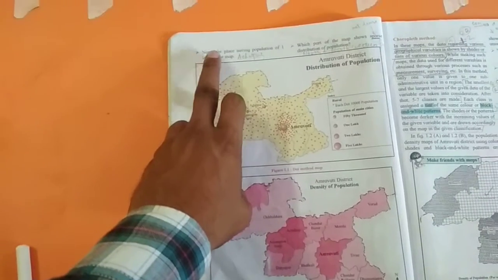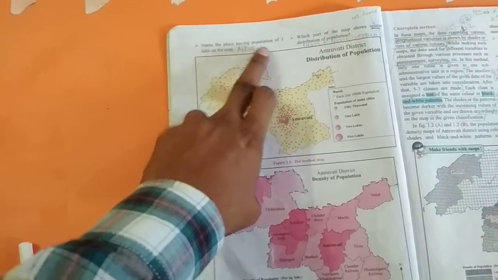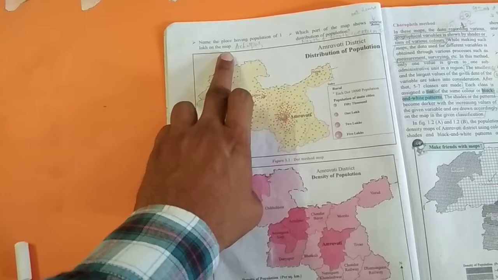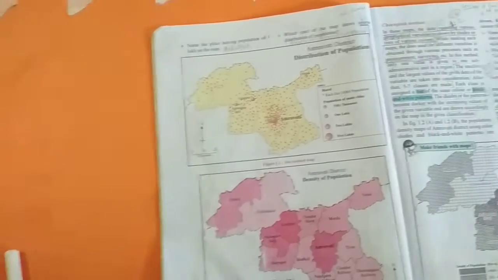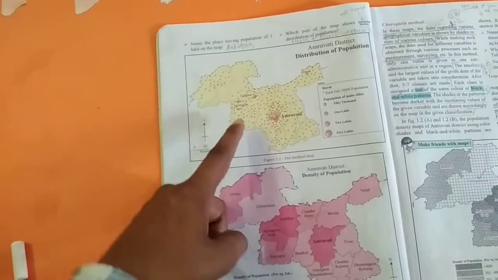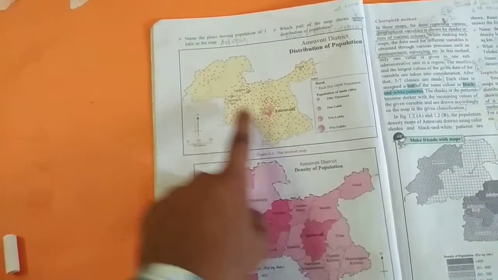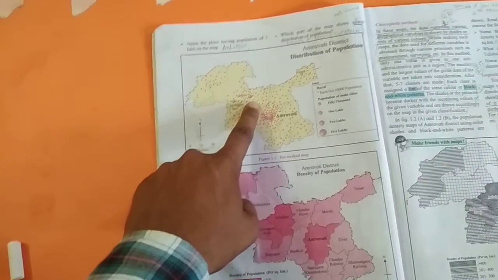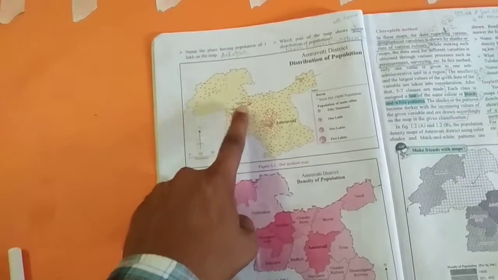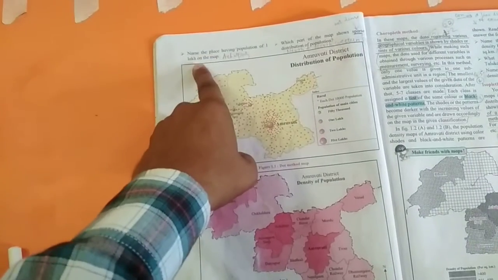Then the second one: name the place having a population of 1 lakh on the map. So which are the places? That is Achalpur, and Achalpur is the only place having a population of 1 lakh on the map.